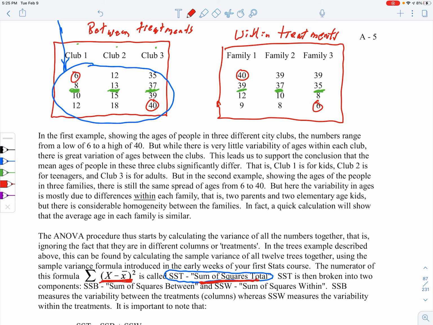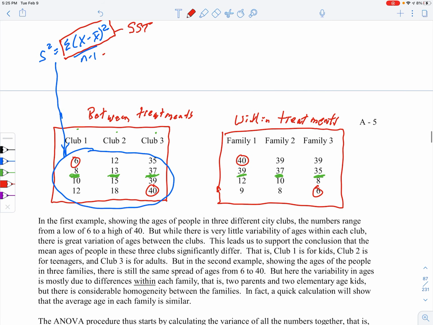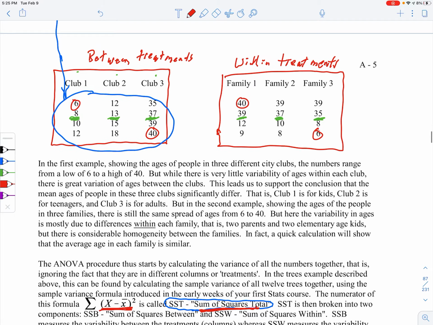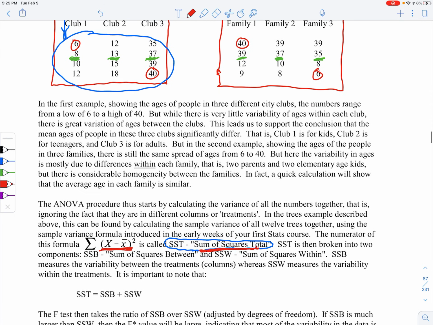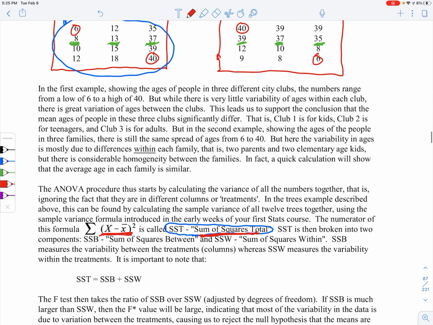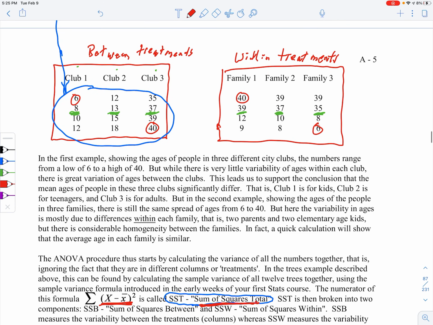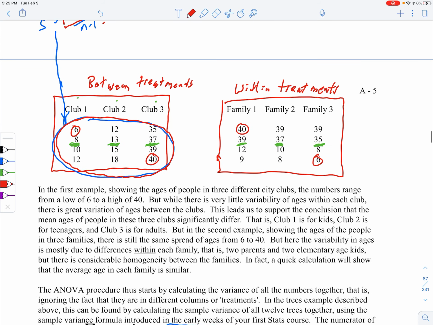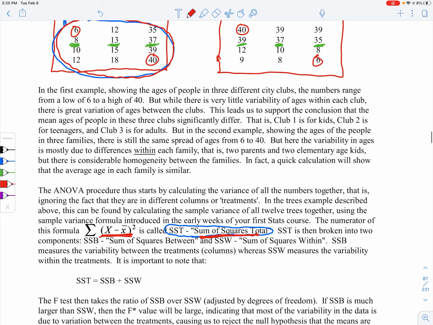That's all it is. Now, don't worry about the n minus 1. When we take the ratios and stuff, they'll all cancel out, or there'll be adjustments for that. So don't worry about that. Okay? But what we can do here is take that total variation, which is the numerator of the variance formula, and break it into two components.